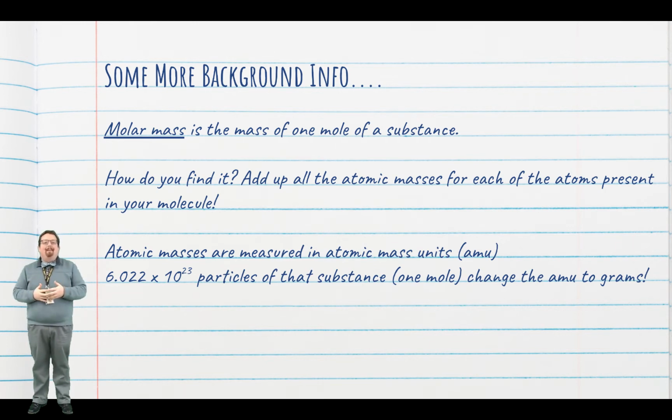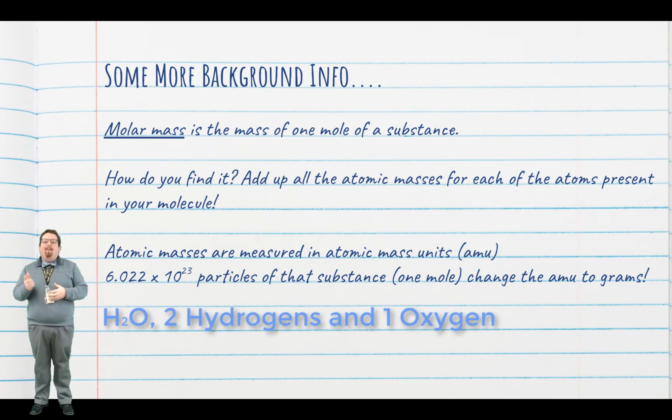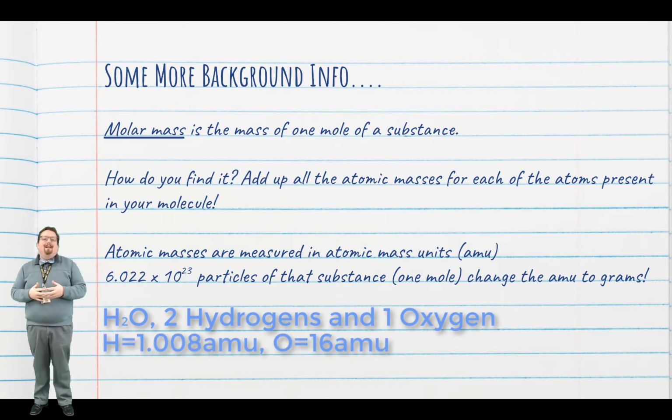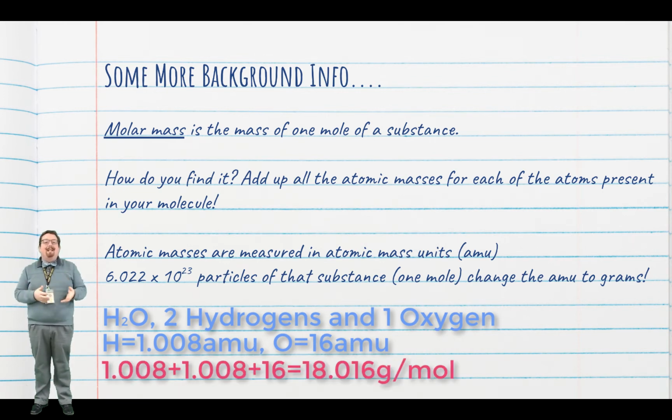So, let's do an example. Say we have H2O. That's 2 atoms of hydrogen and 1 atom of oxygen. On our periodic table, it says the atomic mass of hydrogen is 1.008 AMU, and oxygen is basically 16. So to find the molar mass of H2O, you'd add up 1.008 plus 1.008 plus 16. That tells you that every mole of water weighs exactly 18.016 grams. The unit for this would be grams per mole, so 18.016 grams for every 1 mole.